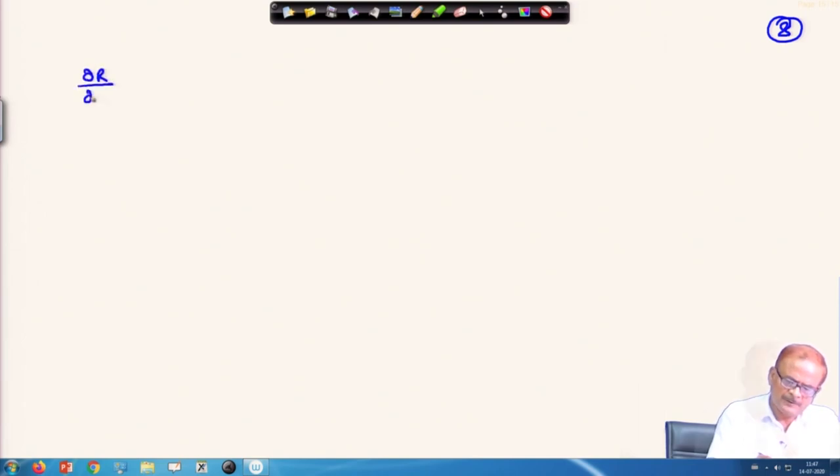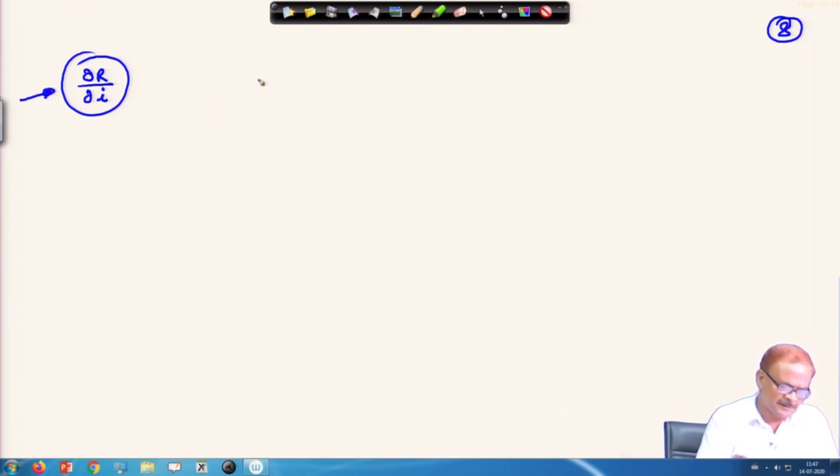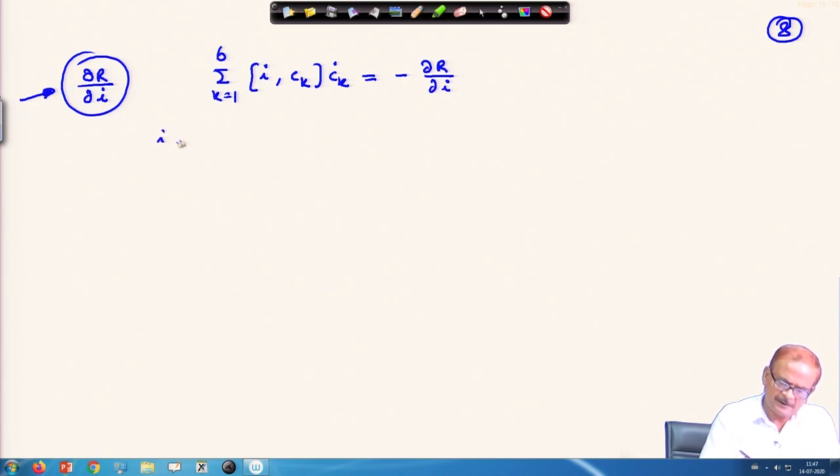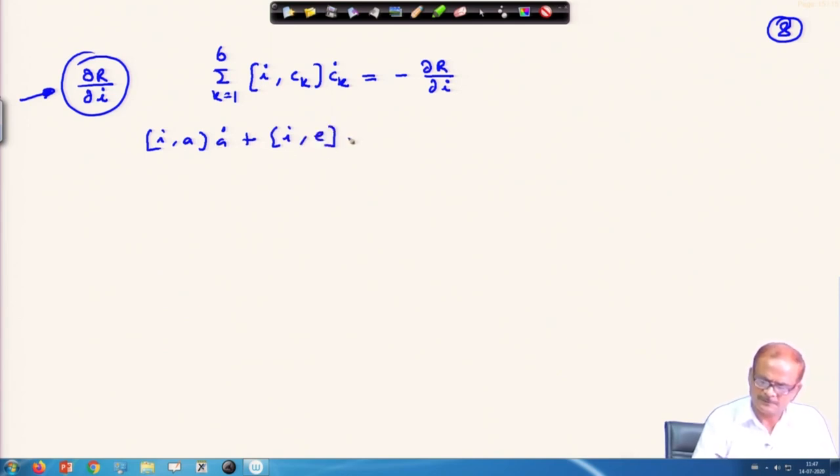Similarly, we will have ∂R/∂I, for working with the ∂R/∂I term. So, we will write I, and here Σ c_k c_k dot, summation over k equal to 1 to 6, and this equals minus ∂R/∂y. Expanding it in the same way, we can write it I_a a dot plus all of them. I am not going to do all of them here; the rest you can look at in the supplementary material, or you can derive it yourself also.